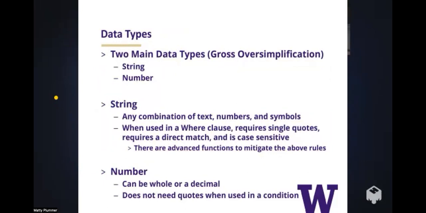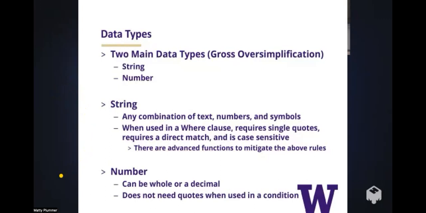String is what we just talked about in that last example. It's a combination of numbers, text, or symbols, and it has to be surrounded by single quotes. Within those single quotes, it has to be a direct match. It's case sensitive. It has to be spelled the exact same way as whatever you're enforcing that clause on. For a number, it doesn't have to be in quotes. You could just type the number.